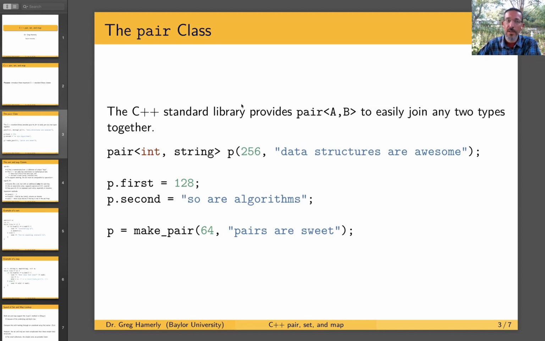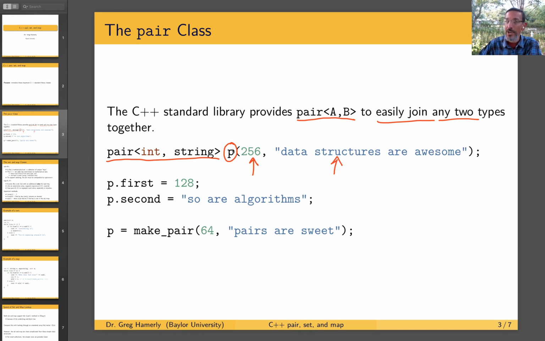The pair class is a really very useful class. I find it extremely useful, and all it does is it allows you to easily join together any two types. Okay, so you can say a pair of type A and type B. So you could have a pair of int and string like I've written here. So I can declare pair int string, that's the type, and I could call the variable that I'm allocating P, and I could provide initial values 256, and data structures are awesome.